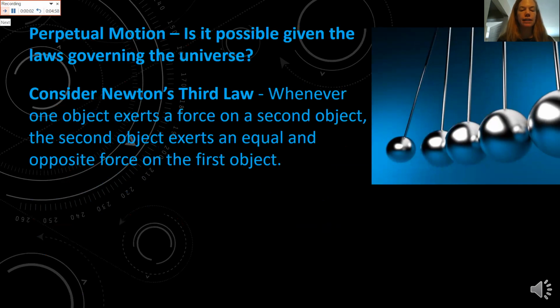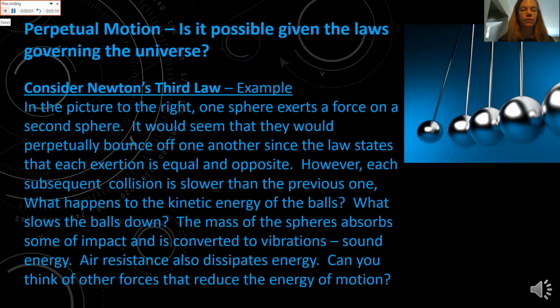Newton's third law states that whenever one object exerts a force on a second object, the second object exerts an equal and opposite force on the first object. In the picture shown here, one sphere exerts a force on a second sphere. It would seem that they would perpetually bounce off one another, since the law states that each exertion is equal and opposite.